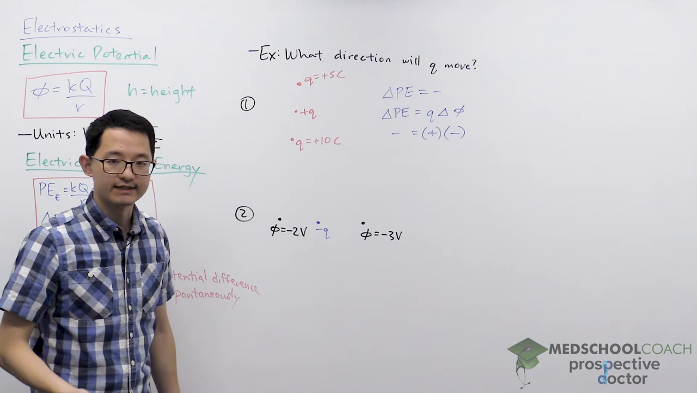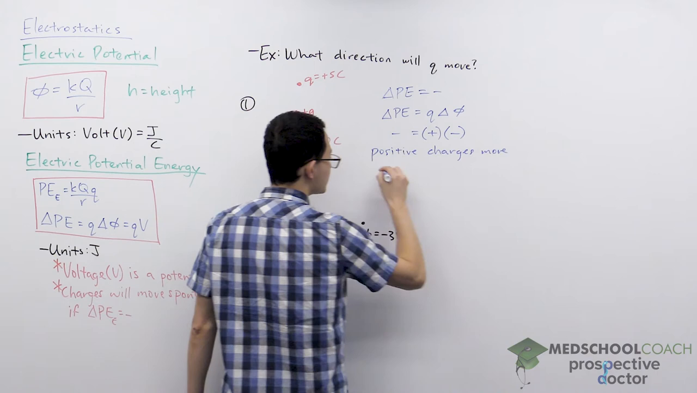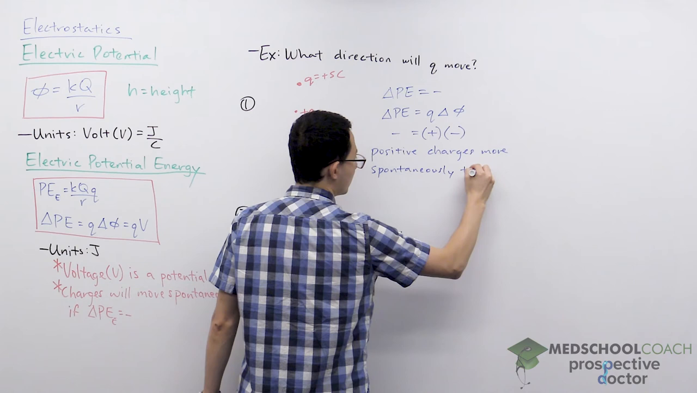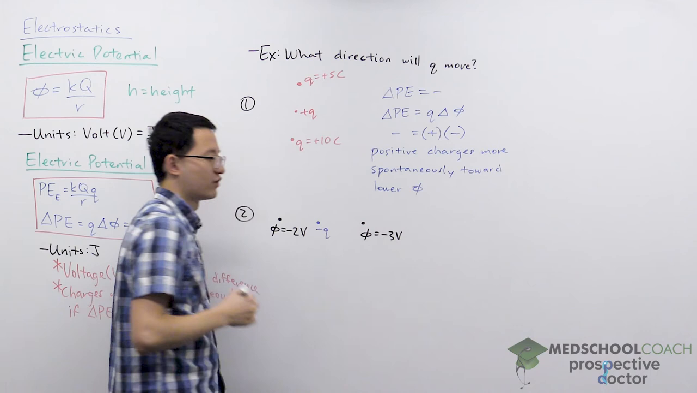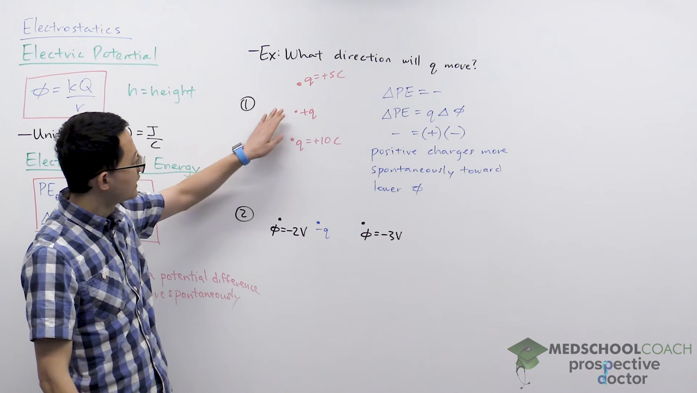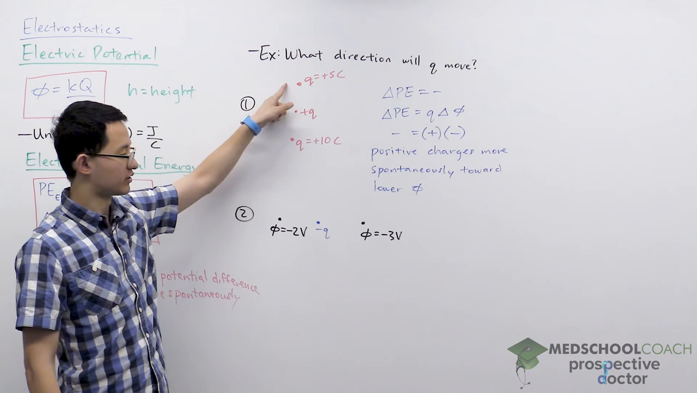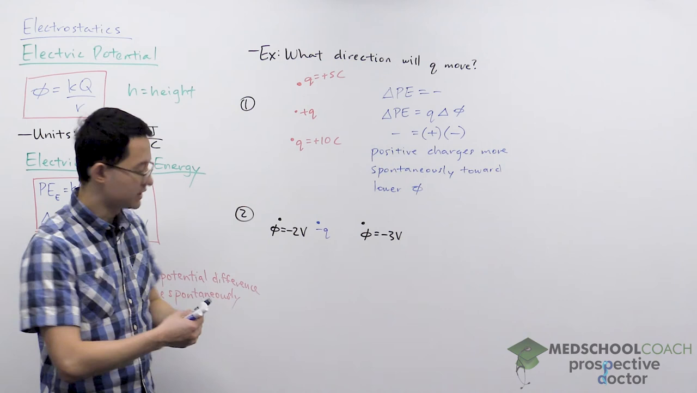So this means that positive charges move spontaneously toward lower potential. Now, for potential, even though it has both positive and negative values, a greater potential is a more positive potential, a lower potential is a more negative potential. So here, if I have positive 5 and positive 10, positive 10 is going to produce a greater electric potential around it compared to positive 5, which will produce a lower electric potential around it. And since positive charges move towards lower electric potential, this charge is going to move up.